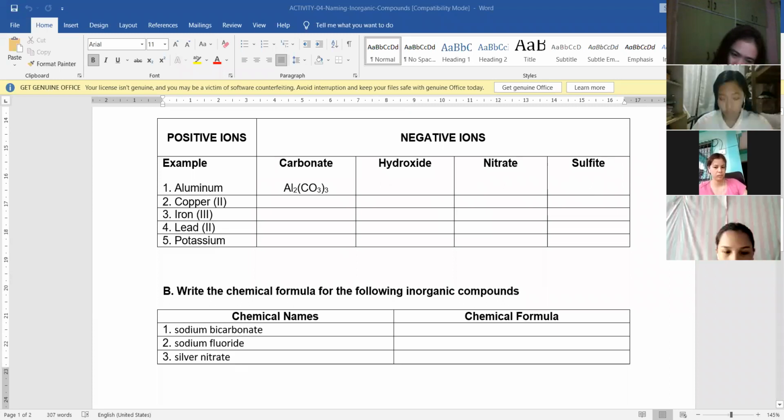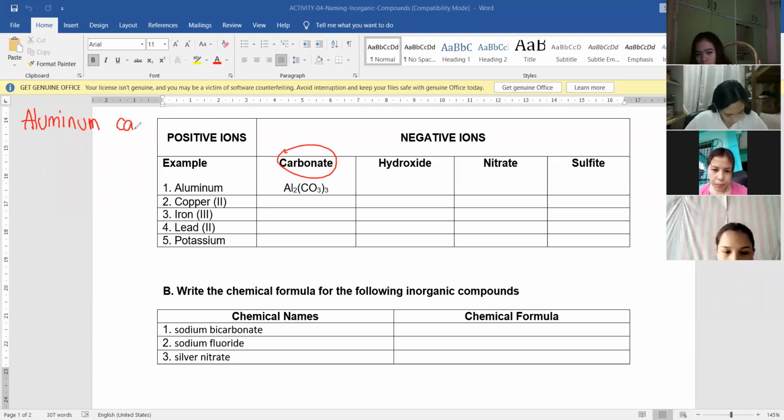In our activity class, here it is. We have aluminum, the positive ions on this side, and we connect them to the negative ions on top. The first one was already done for you as an example. For number 1, you have to write the chemical formula of aluminum with carbonate on top. Aluminum carbonate is number 1 in your activity.